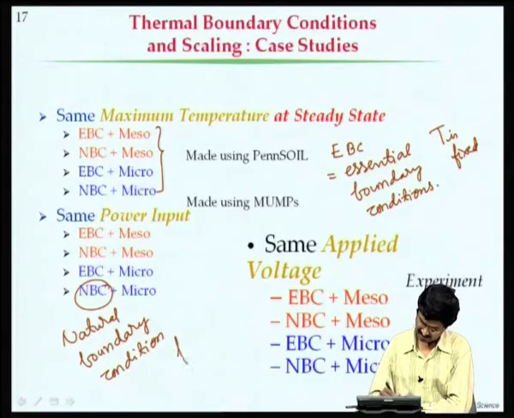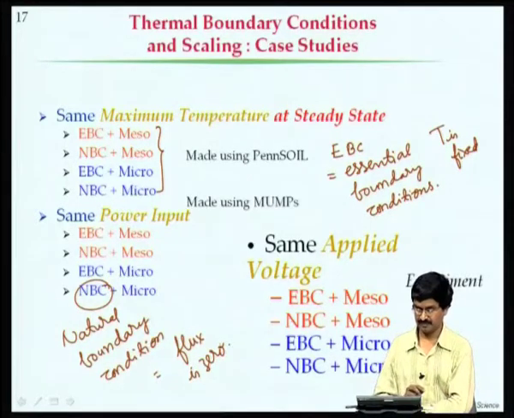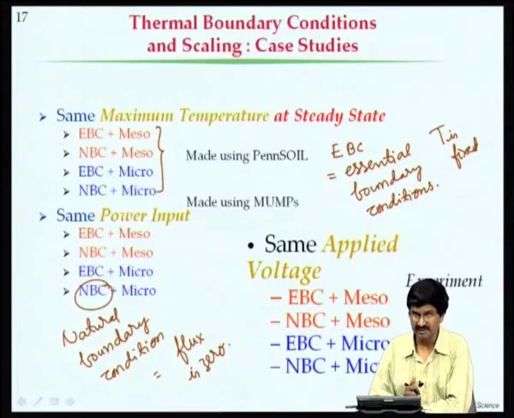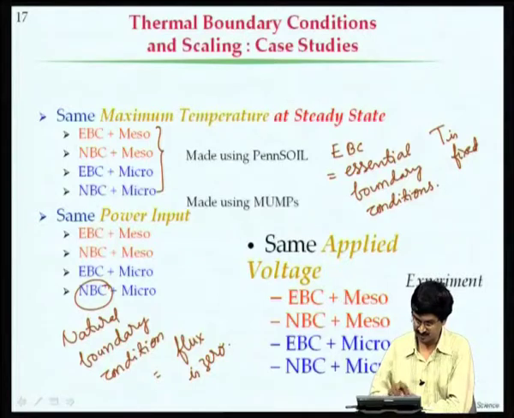Here it means that the flux at the boundary is 0. That is thermal flux. K T, temperature thermal conductivity times gradient of the temperature, that is the thermal flux, that should be 0, then we call it NBC. If T is fixed to 0 or another value, it is an essential boundary.